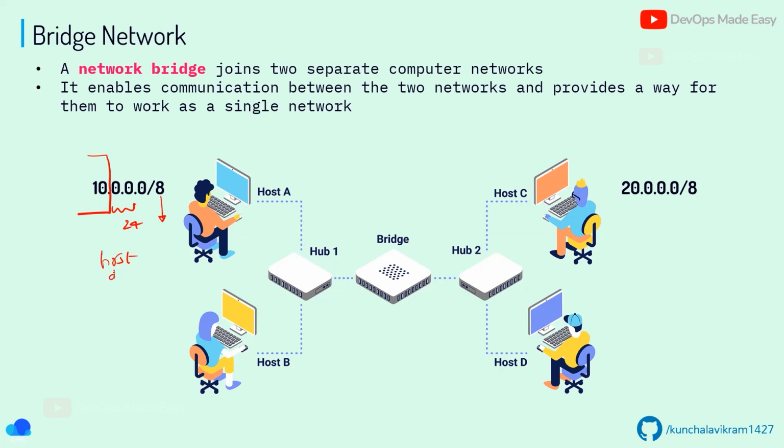So there can be 2 power 24 host devices in the subnet. Usually we also subtract 2 for our first IP address and our last IP address. The last IP address is always used for broadcast and the first IP address is always used for the network, right?